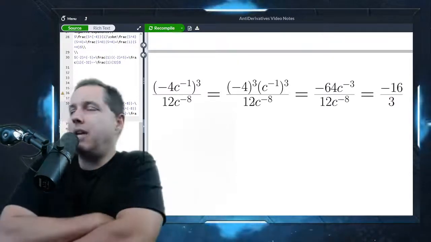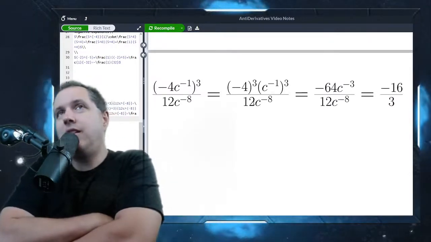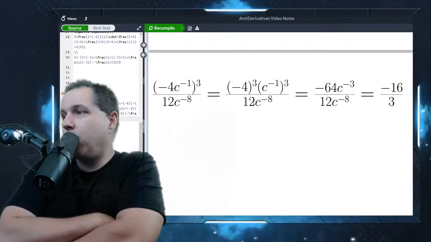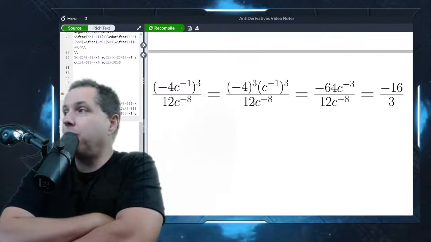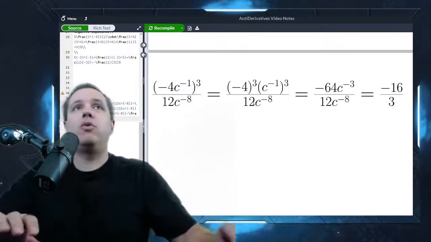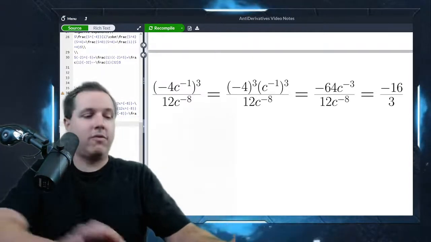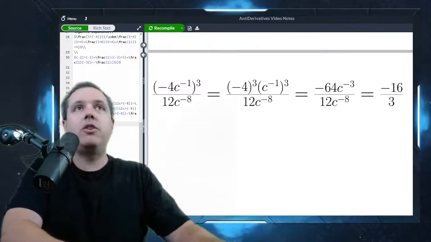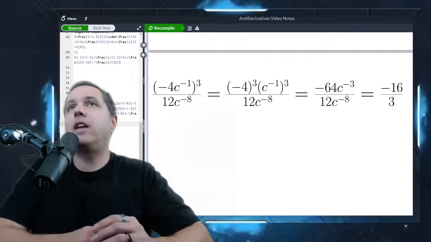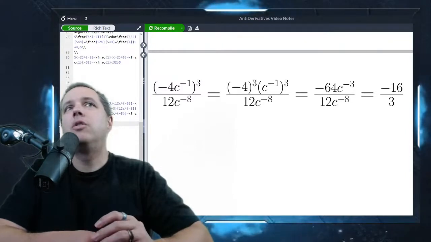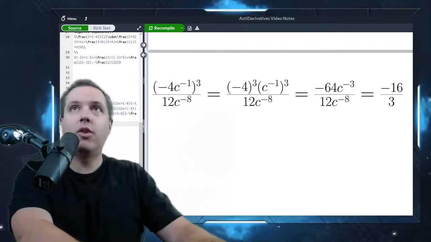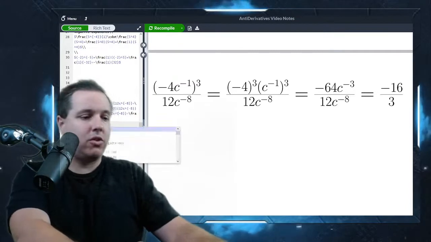Now, how am I going to handle c to the negative 3 over c to the negative 8? There's 2 different ways to do this, and I see students do both of them, and it's perfectly fine. Whichever one you want to do, it's fine. I don't want to overcomplicate it, but I want to make sure I show you what's going on.